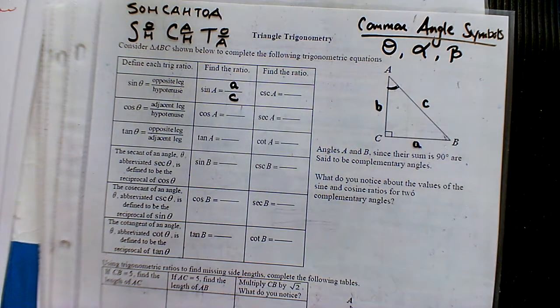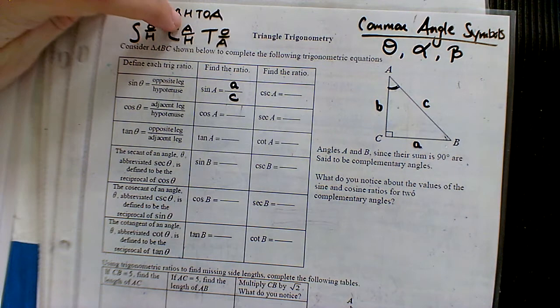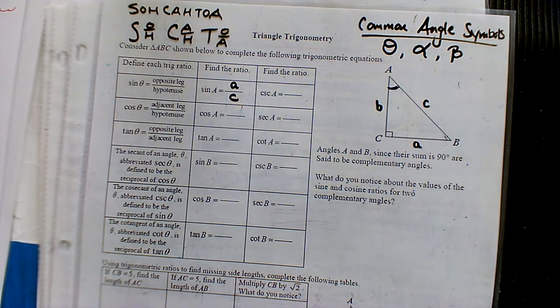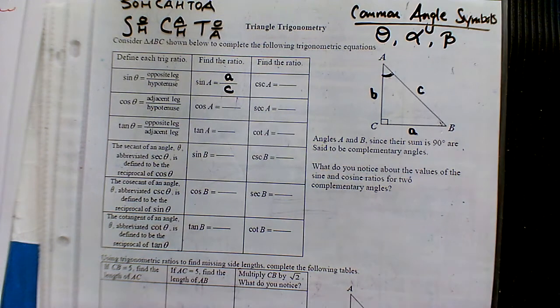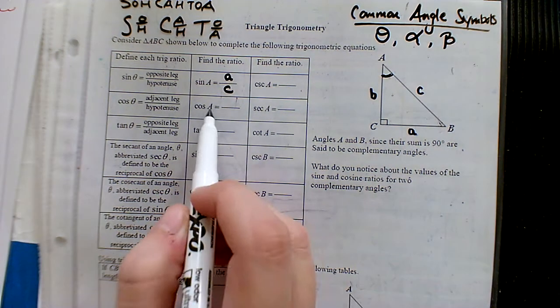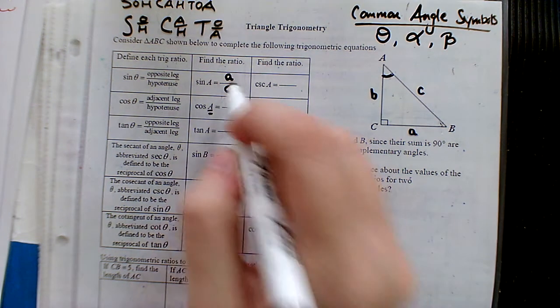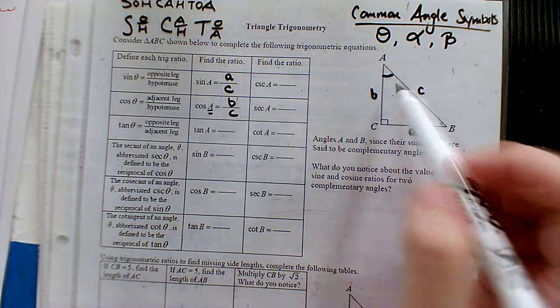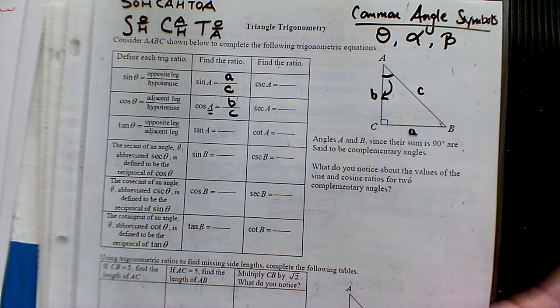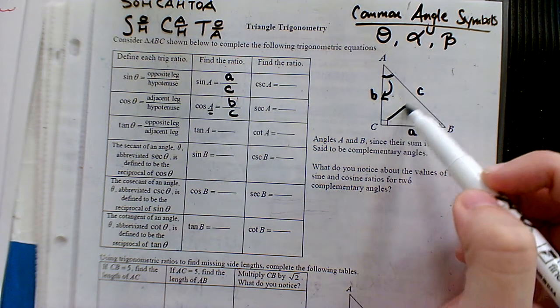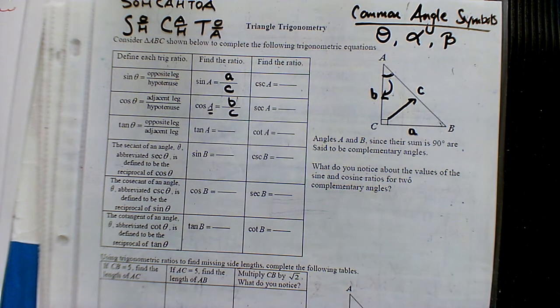All right, let's try cosine. So according to SOHCAHTOA, cosine is the adjacent, meaning the side next to the angle, over the hypotenuse. So if we're standing at angle A, what's the side next to it, and then what's the hypotenuse? You want to keep going, Marie? Go ahead. B over C. Good. So the side next to A is B, and the hypotenuse again is always C.